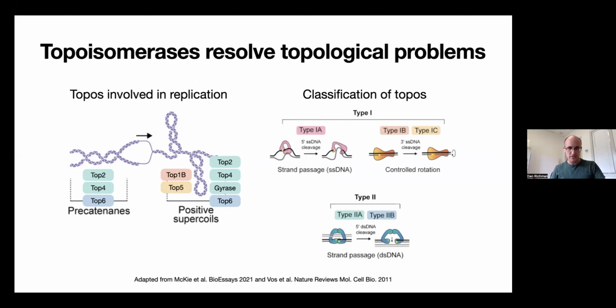Type 1 topos cut one strand of a double helix, and they can resolve supercoils. Type 2 topoisomerase cuts two strands, both strands of the double helix, so that an entire other double helix can be passed through the break before the break is resealed. So they can resolve supercoils as well, and they can also unlink those linked chromosomes or plasmids so that they can be divided.